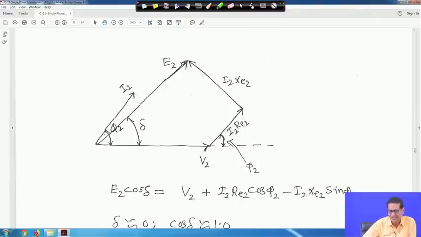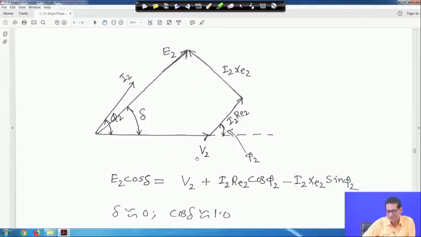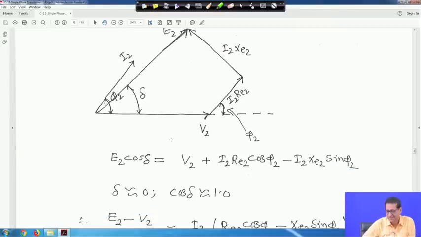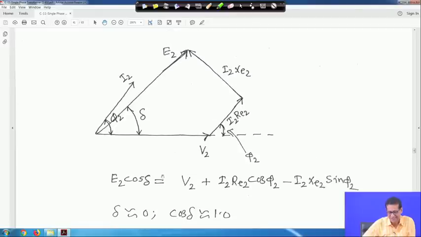So, this is my current I2, this is my V2. The current I2 is leading the voltage V2. So, this is my E2. This angle phi 2 is between I2 and V2, and angle delta is between E2 and V2. Everything is clearly marked. So, take the horizontal projection; therefore, E2 cos delta will be V2.